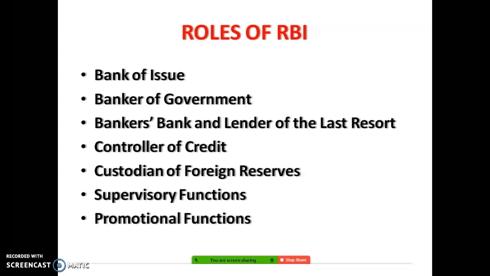Control of credit: they cannot issue freely. RBI has the press and mint. Whenever they want, they can issue the currency, but not like that. That is the reason they can act as a controller of credit and custodian of the foreign reserves. Whenever we trade with foreign countries, with the US, we require dollars. We trade with China, we require the yuan, and we trade with Europe, we require the pound or euros, like that. And some other functions, like supervisory function and promoter function.